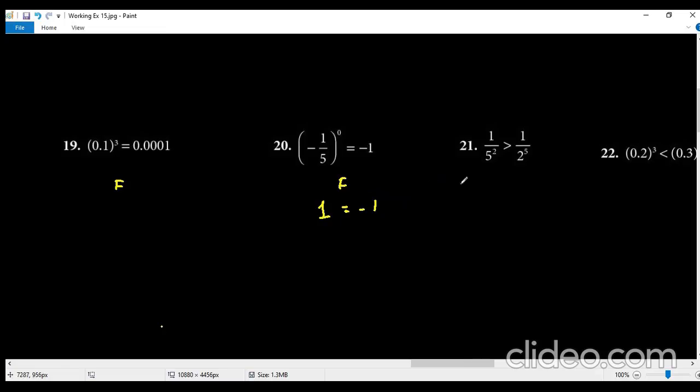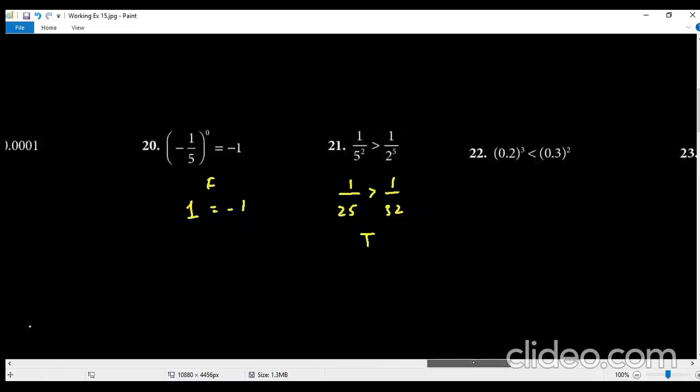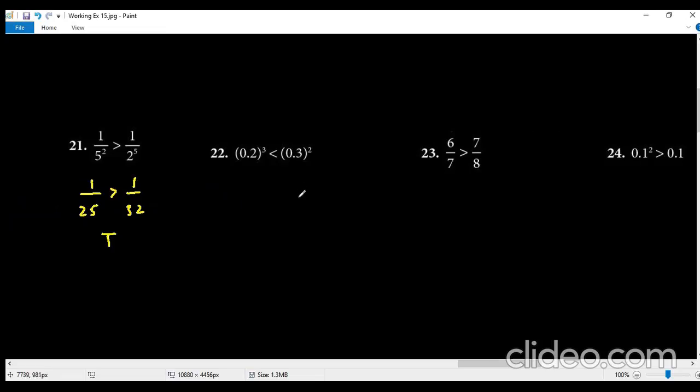When it comes to 21, 0.5 square is going to give you 1 over 25, which is greater than 1 over 32. So statement number 21 is a true statement. So you write true, since we are using true and false. When it comes to question number 22, this is also a true statement because 0.2 multiplied by itself is going to give you 0.08. So question number 22 is a true statement.